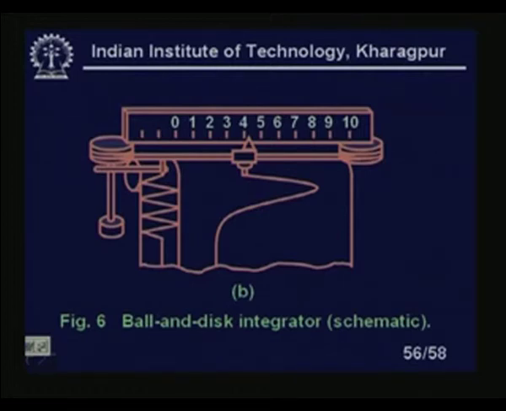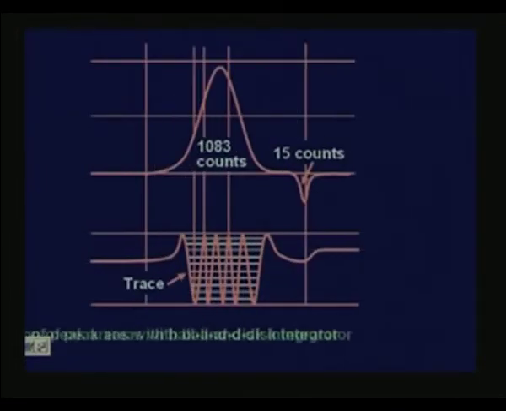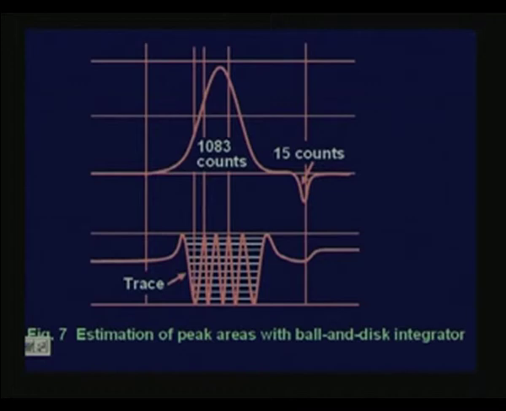Let us look at the plot now. You see there are a total of 1084 counts from 0 to 1083. So, we estimate the peak areas with ball and disc integrators. We are making 10 divisions here, so each has 10 counts here. So, we will get 1084 counts here. With this we can estimate the peak areas of the gas chromatography systems.